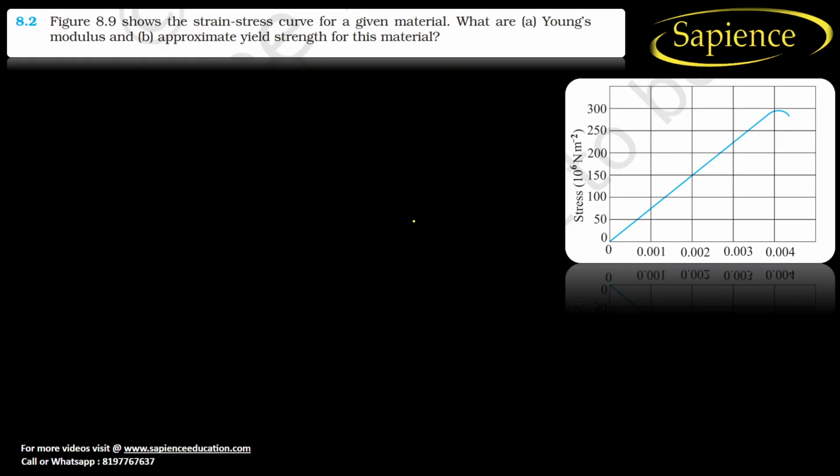Now the next question. Let us consider figure 8.9, so this is the figure they are talking about. In the figure, the strain-stress curve of the given material is shown. So this is the strain and this is the stress curve of the given material. What are the Young modulus and approximate yield strength? What do you mean by Young modulus? If you want to find the Young modulus, we know that Young modulus is equal to what?